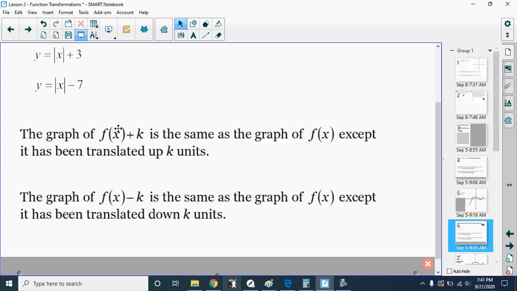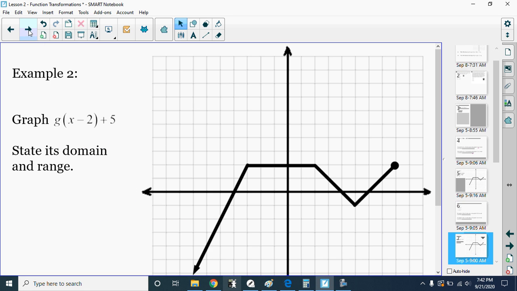And this will be consistent. Anything that's next to the x is happening horizontally, side to side, and it's always going to be opposite of what you would typically think. Anything tacked on to the outside, either here or if we're multiplying by something out here, that happens up and down. And it is exactly the same way as you would think. And this will all hopefully make a little more sense once we start looking at a couple examples.